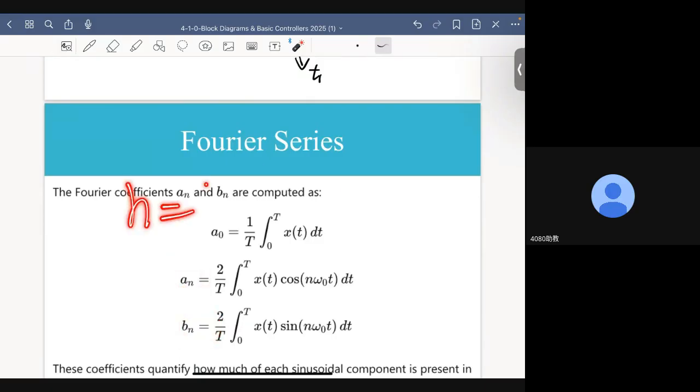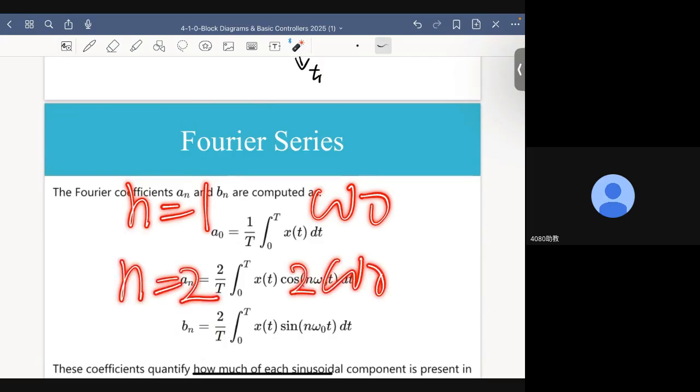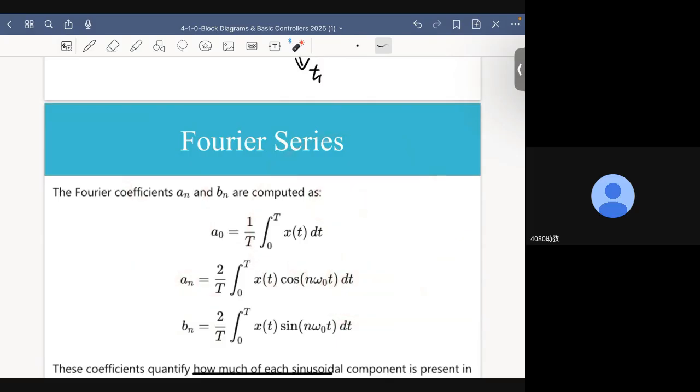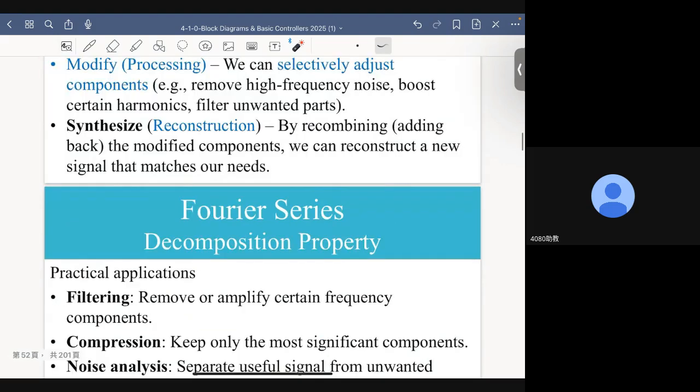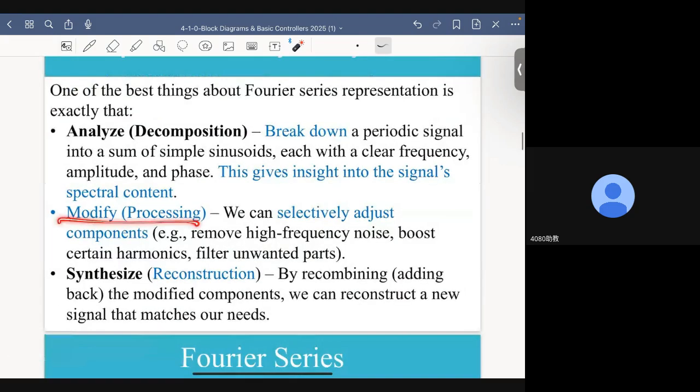Because n equal to 1 corresponds to the omega 0 component and n equal to 2 to the 2 omega 0 component. You just identify the frequency range of the bass band, okay? And then you enhance, you elevate the magnitudes of these coefficients, okay? And by doing that, I modify my signal, okay? And I can also filter out unwanted parts in this way, okay?